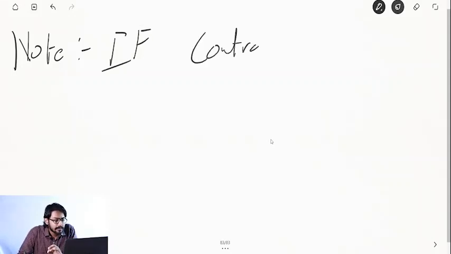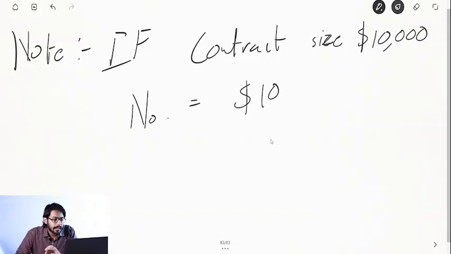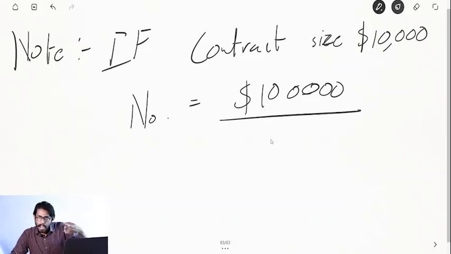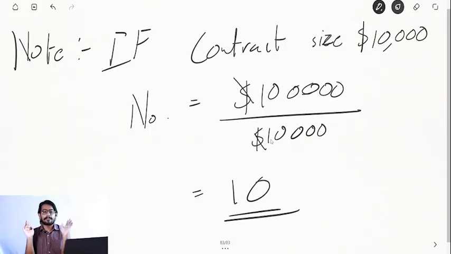Contract size. If in the question it was given that the contract size is $10,000, then the number of contracts is equal to $1 lakh divided by $10,000. You have to hedge 1 lakh, and each contract comes with $10,000. 1 lakh divided by 10,000 is 10 contracts, that's it. Also check that dollars and dollars get cancelled, that's enough.